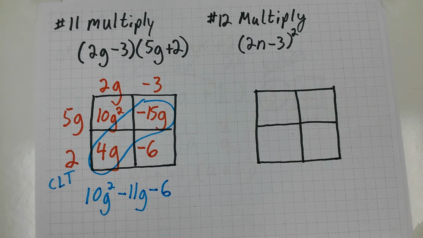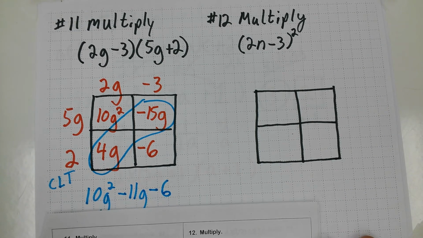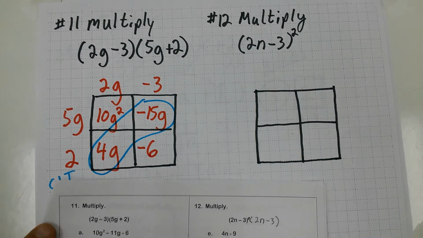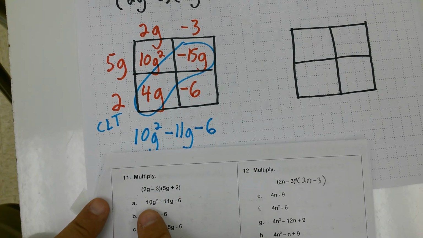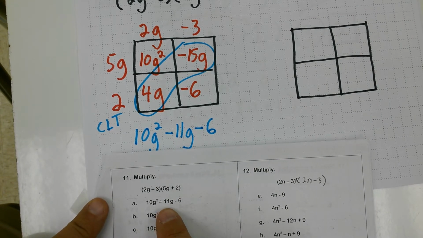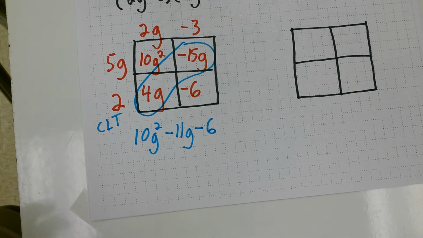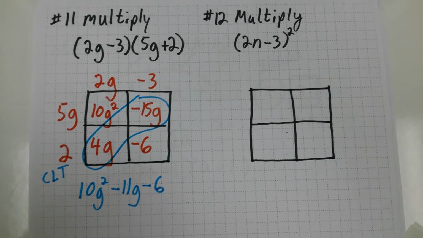Let's see if anything lines up with that for number 11 from our PERT practice. And there it is, choice A. Choice A lines up nicely: 10g squared minus 11g minus 6. Now let's go over and try number 12.